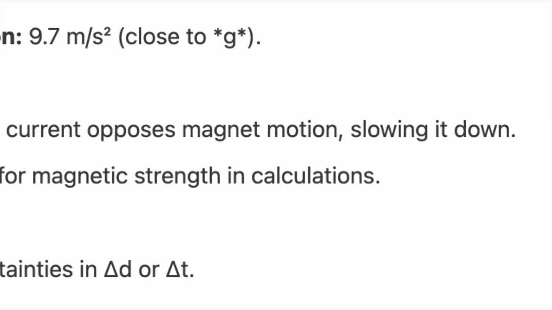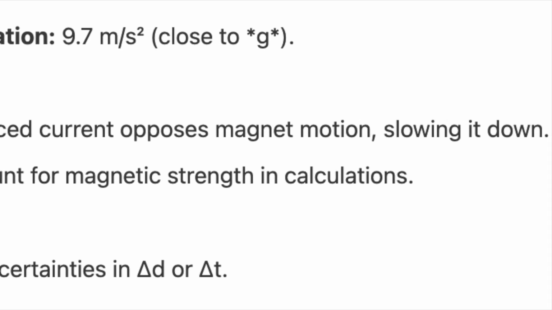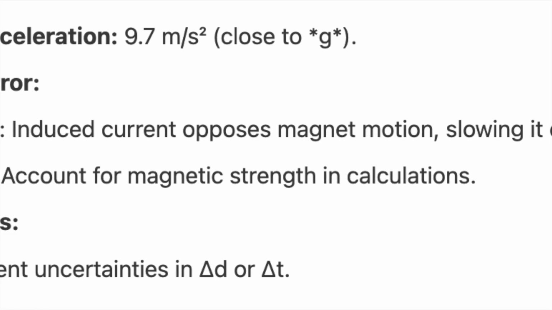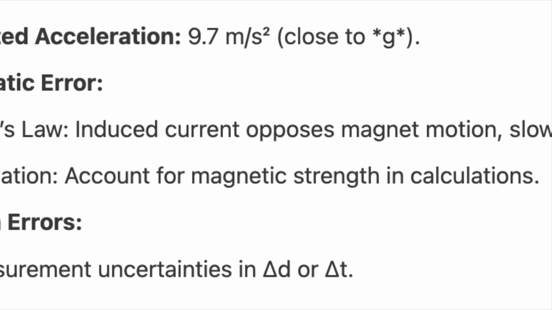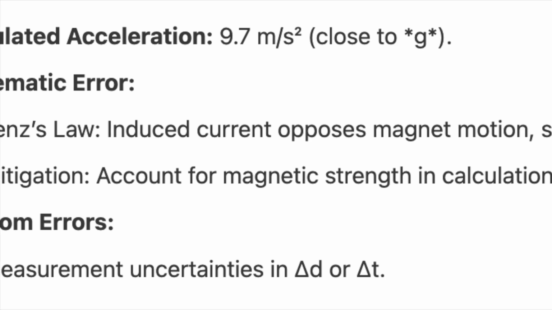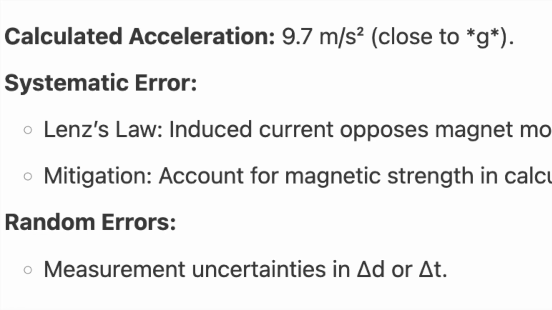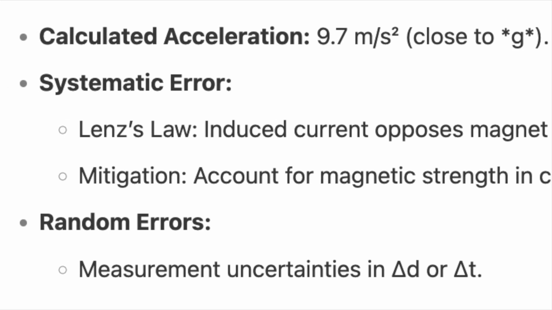The calculated acceleration, 9.7 meters per second squared, closely aligns with the theoretical value of gravity. But there's a systematic error in this experiment caused by the Lorentz force slowing down the magnet. This could be eliminated in the calculations if the magnet's strength was known. There could also be an error in the measurement of the distance intervals.